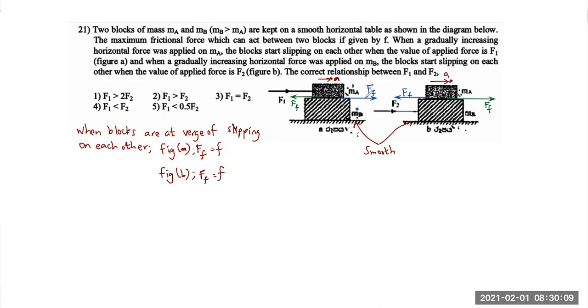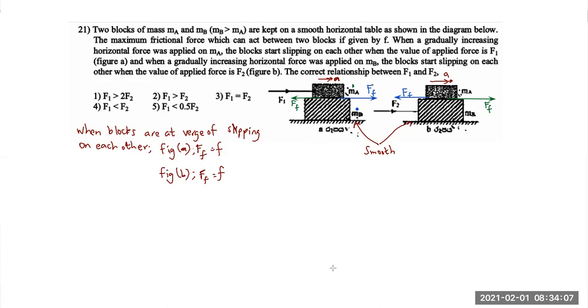Because that's when the object is at the verge of slipping. Okay, fine. So I think it would be better if we draw free body diagrams for better clarity. I'll quickly draw it. Now, we are considering when the blocks are at the verge of slipping on each other. So when the blocks are at the verge of slipping on each other, we all have to understand that the friction acting between each block has to be the limiting frictional force. I think you all can agree with me on that.